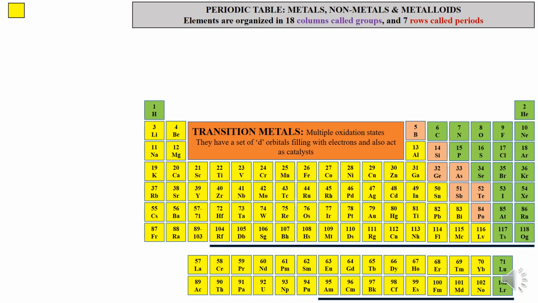Elements are classified as metals, non-metals, and metalloids, depending on the properties they possess. I have color-coded the elements in the periodic table. Metals are highlighted in yellow, non-metals are highlighted in green, while the metalloids are highlighted in pink.